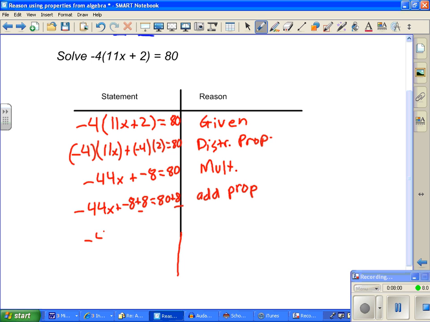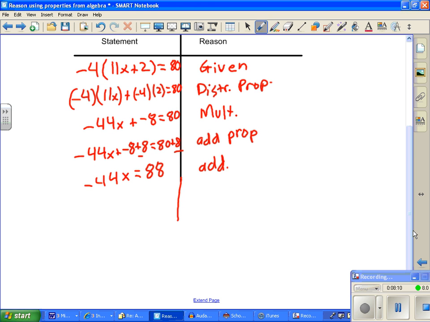So I have negative 44x plus 0, so I'm not going to worry about it, equals 88. And that's just addition. Okay, we're almost home here. Last thing I need to do is divide by negative 44. Negative 44x divided by negative 44 equals 88 divided by negative 44.